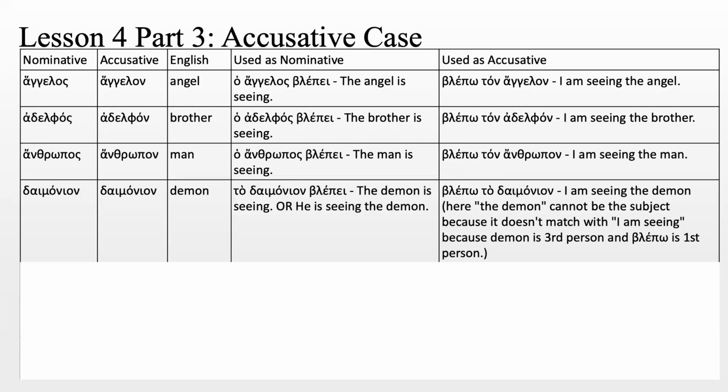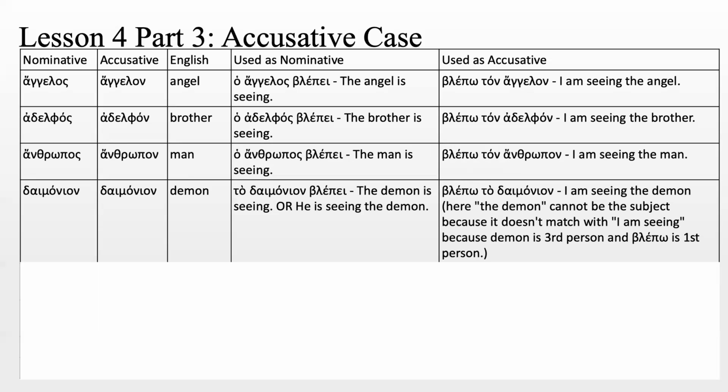Now here we're getting to some that are neuter. This gets a little bit trickier. Daimonion is nominative, or daimonion is accusative. They're the exact same form because in the neuter, the nominative and accusative are always the same. They both mean demon. So used as a nominative, to daimonion blepei, the demon is seeing. Or technically, it could be he is seeing the demon, because we don't know if to daimonion is nominative or accusative, because they're the exact same form.